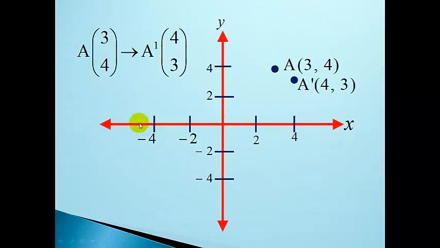Now when we consider the graph, A is the point 3, 4, and the image A prime gives us 4, 3. That is reflection in the line y equals x. The x coordinate is 4 and the y coordinate is 3. So this is A prime, 4, 3, the image of the point A, 3, 4, under reflection in the line y equals x.